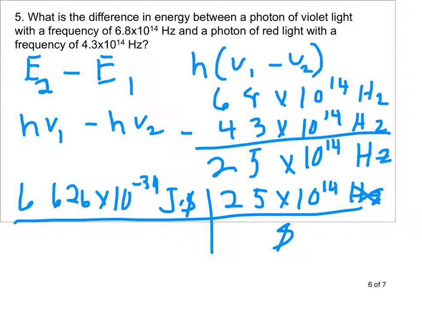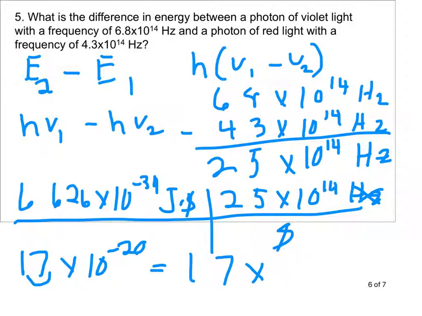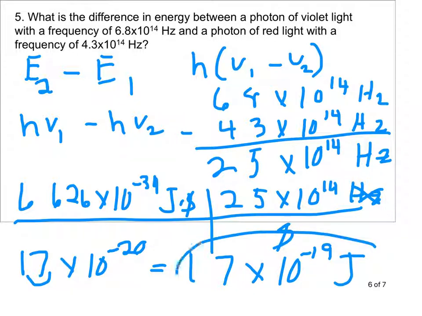So now I do 6.626 times 2.5 equals, and this time I'm going to keep 2 sig figs, which is going to be 17 times 10 to the, add the exponents, and we get negative 20. Do a little adjusting. I want to bring my decimal back one spot to get 1.7. I made this number smaller, so I'm going to make the other one bigger. Times 10 to the negative 19th joules is the difference.